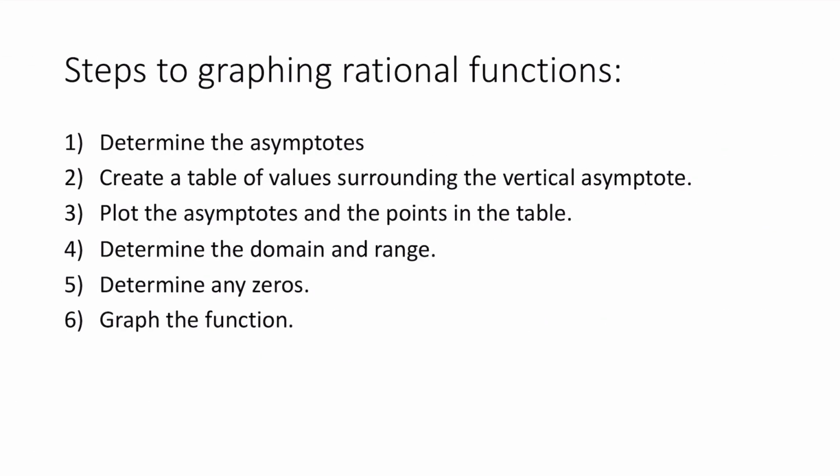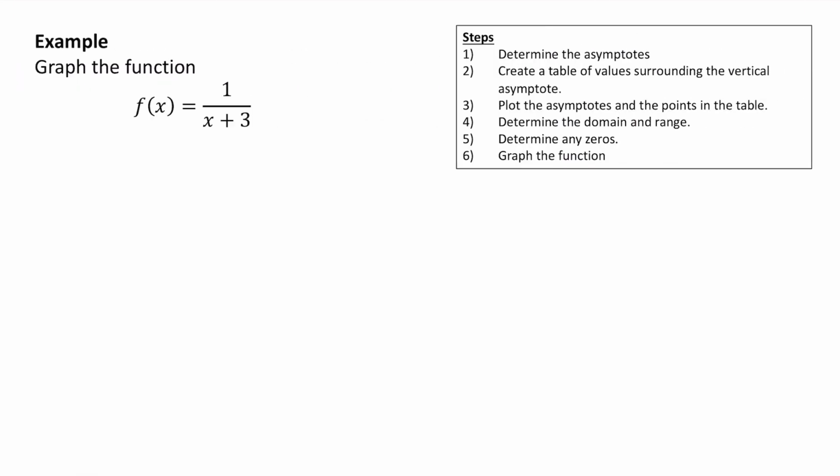So these are the steps to graphing rational functions. You're going to start off by determining the asymptotes, then creating a table of values surrounding the vertical asymptote. Then we're going to plot the asymptotes and the points in the table, determine the domain and range, determine any zeros, and then graph the function. So let's tie everything together and work on graphing this function.